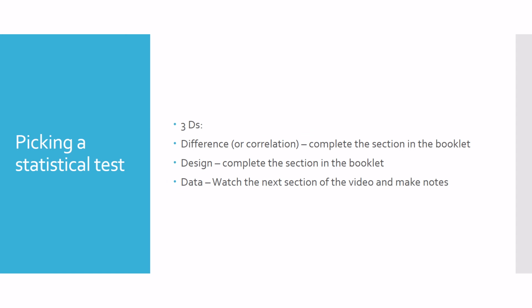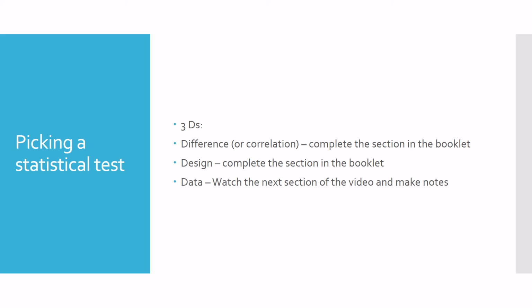Okay, there is also a flowchart in your books, which is another way that can help you work out, if you answer all the questions, which statistical test you should use. Okay, to pick a statistical test, you need the 3 Ds, and that's how we remember it. Okay, difference, design, and data.